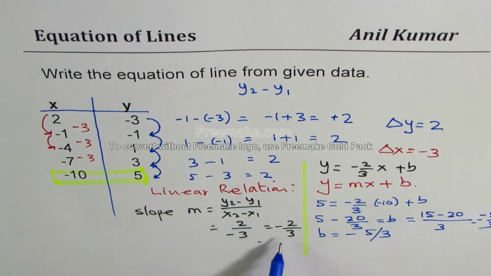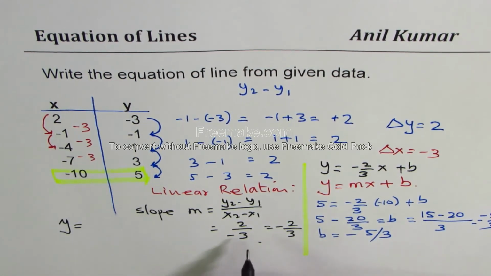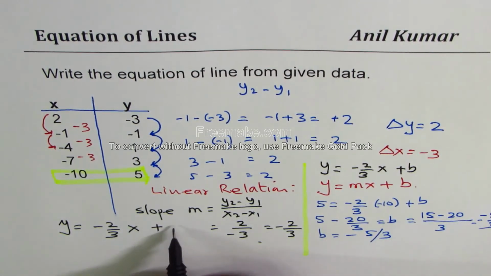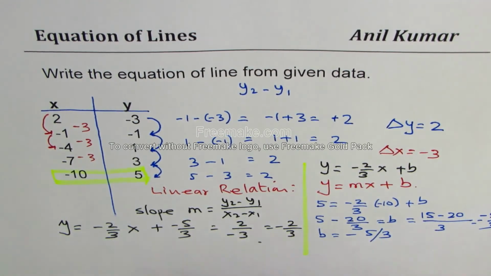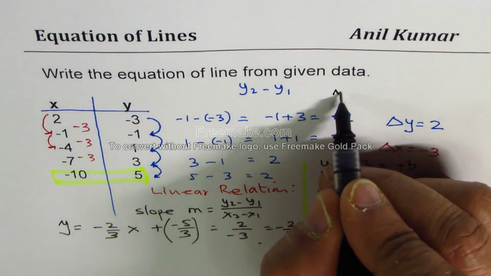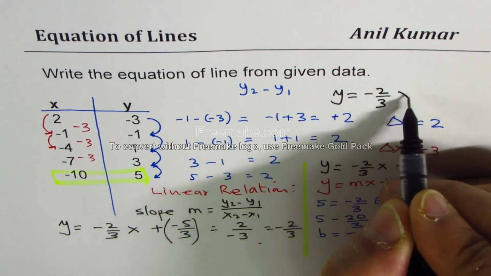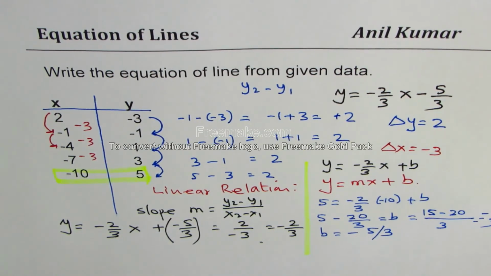Now we know both slope and y-intercept, and therefore what is the equation? Now we can write down the equation as y equals slope, minus 2 over 3, x plus b, which is minus 5 over 3, correct? So that becomes your equation. Now it is good practice to combine them and write the final answer. Since I have run out of space here, y equals minus 2 over 3 x minus 5 over 3, correct?